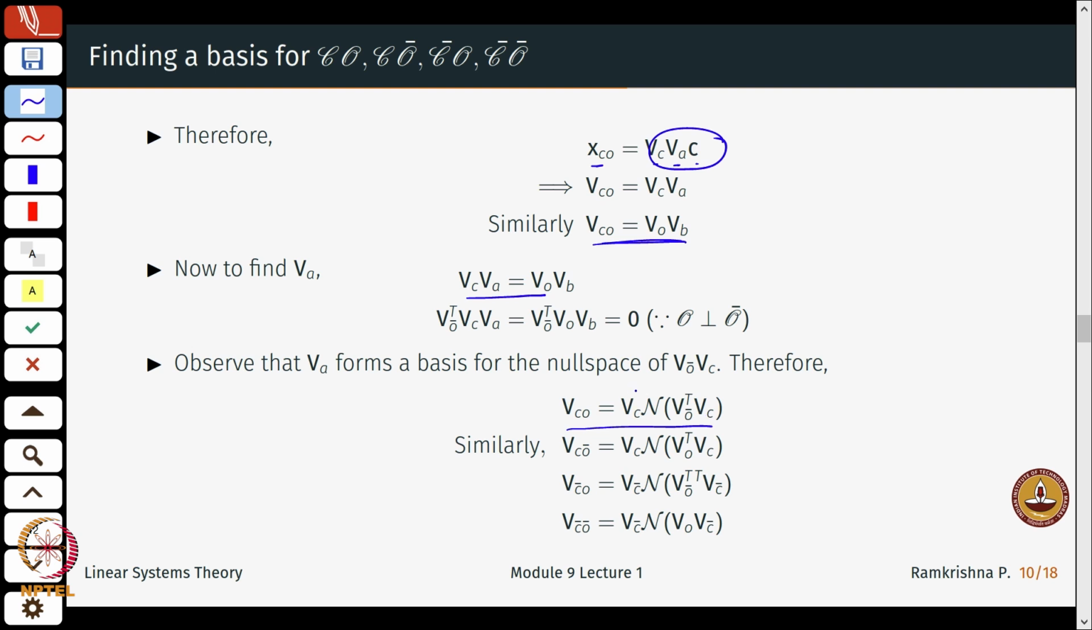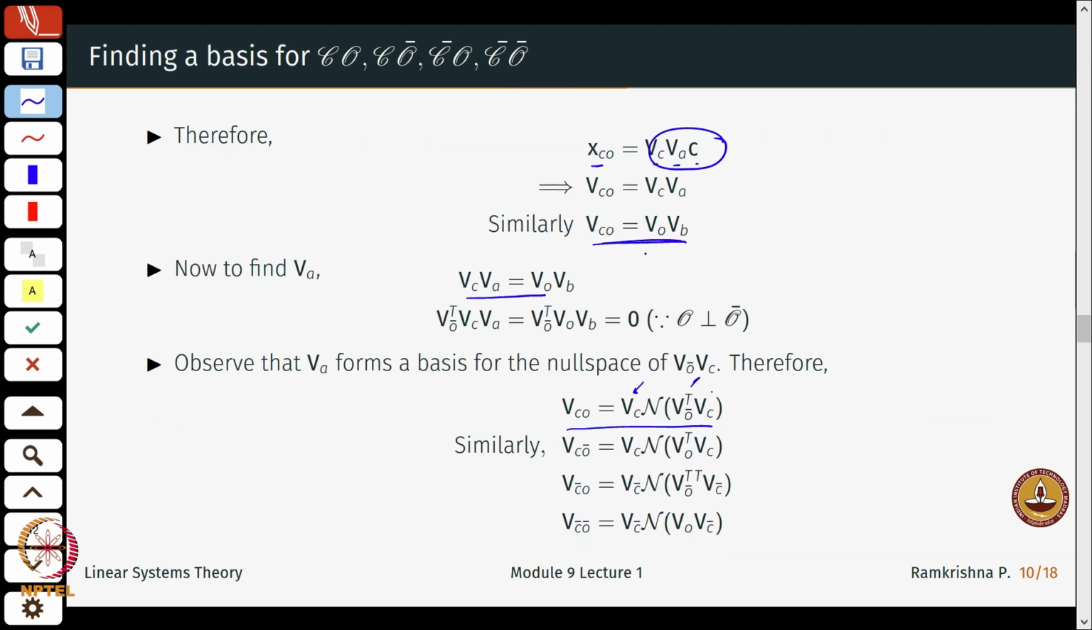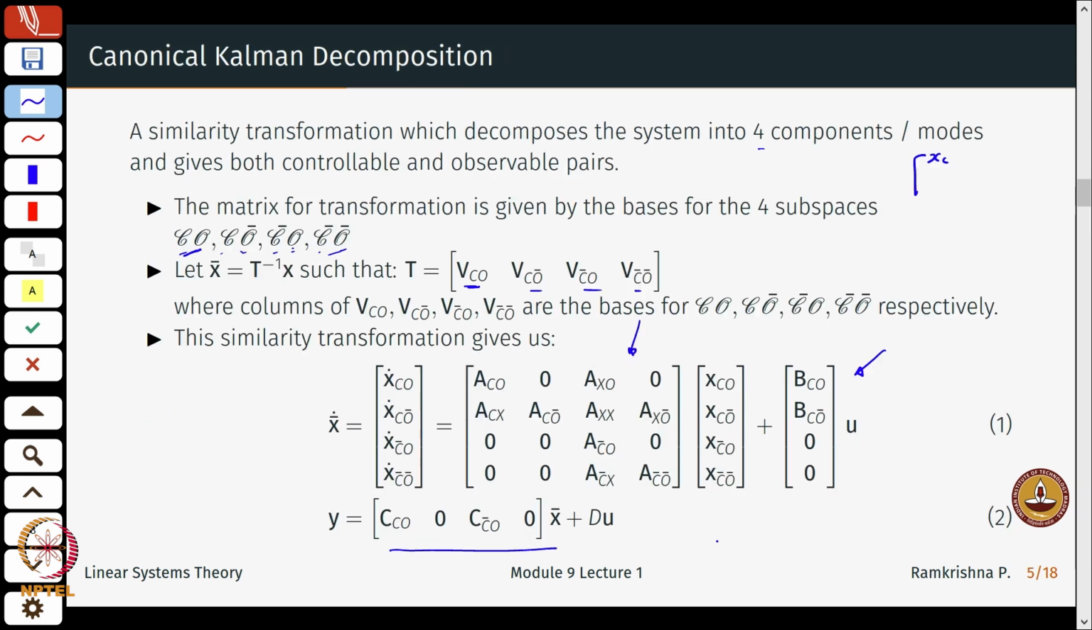Now, I know each of these, right. I know V c, I know this one, and I also know this one from the decomposition, which comes from somewhere over here. Similar steps I can derive now for V c naught bar, V c bar naught, and V c bar naught bar, very similar steps. And then I just use this nice property here. And therefore, with these steps I now know what this T is that will take me from a given system to its decomposed form explicitly into its modes, which are both controllable and observable, controllable but not observable, observable but not controllable, and neither controllable nor observable.